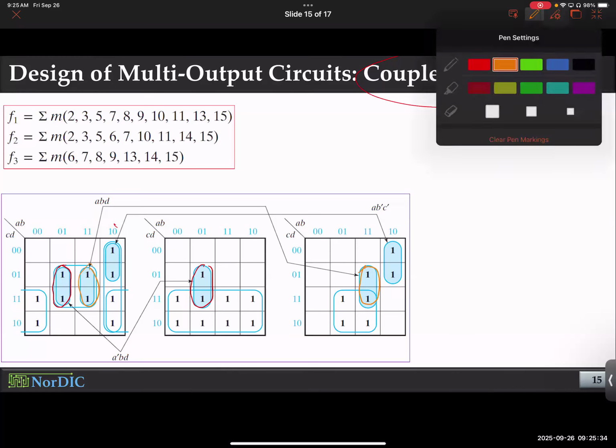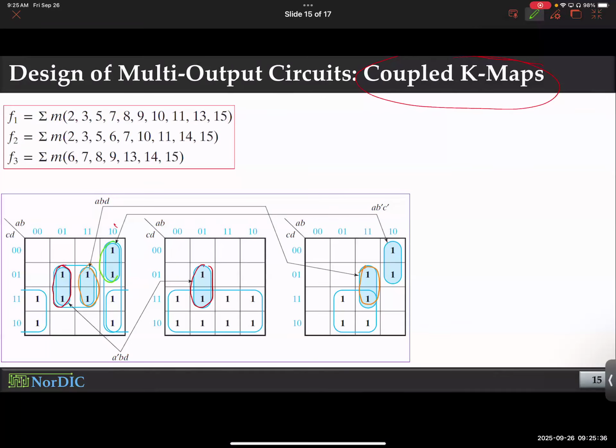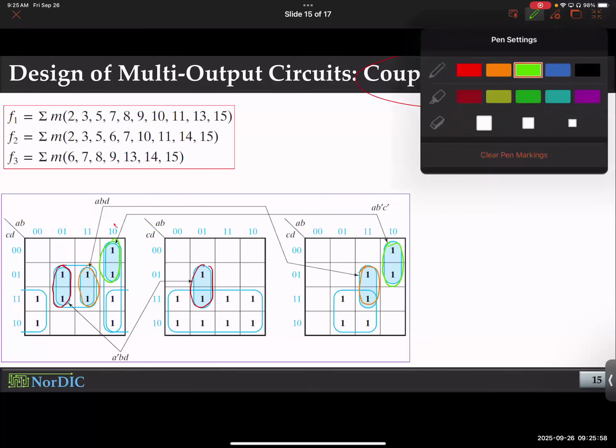Okay, what else can be shared? Let me show you. This could be shared. So you have handled the ones that could be shared. What about the ones that cannot be shared? You also consider them. All you have to do is make sure you cover all the ones, but you cover them in a way that you have most possibility of sharing with multiple. Does that make sense? So I will not leave behind any groups of ones.